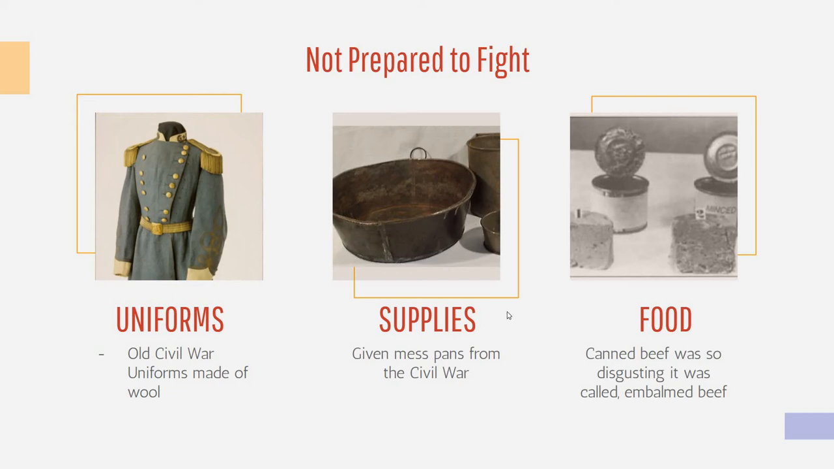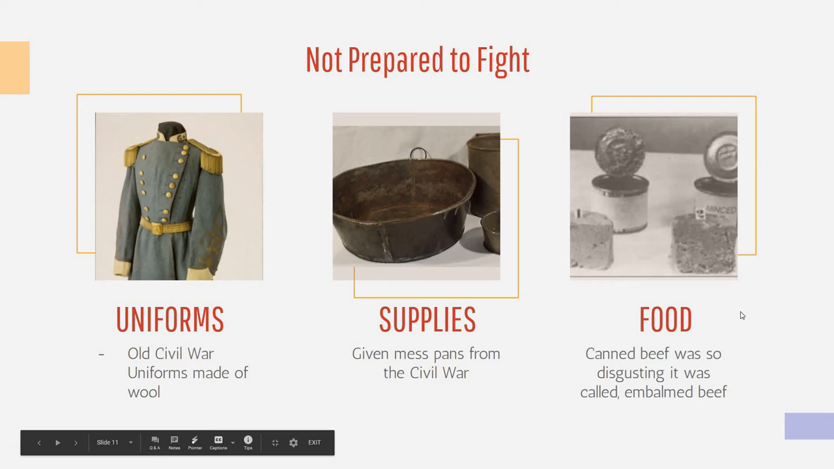And again, the supplies are from the Civil War. The United States hadn't really built up a lot of these supplies and stuff like that since that period. So you're going out there and you're trying to cook with 40-year-old pots and pans, using 40-year-old canteens, stuff like that. And of course, food was not great.